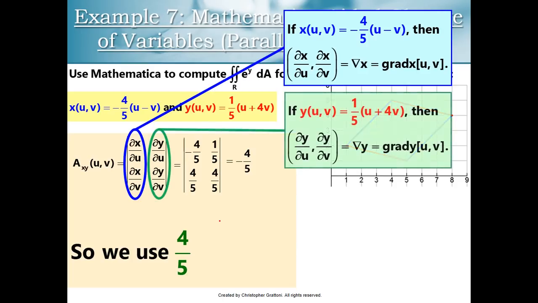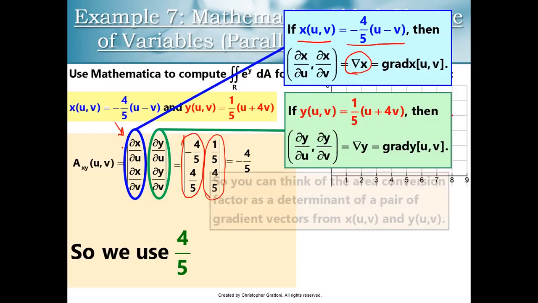Remember again, you do want to notice that the columns of these area conversion factor matrices, the columns of these Jacobian matrices, are actually gradient vectors. So keep that in mind. If x of uv is this expression that we found, then the gradient of x makes up our first column of our Jacobian matrix. Same thing for the y column. It's the gradient of y of uv.